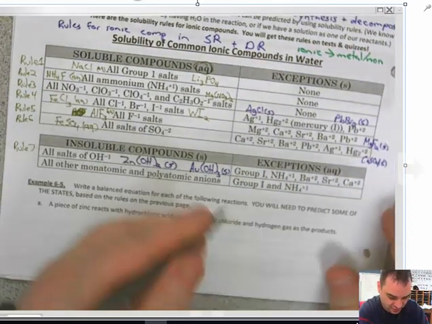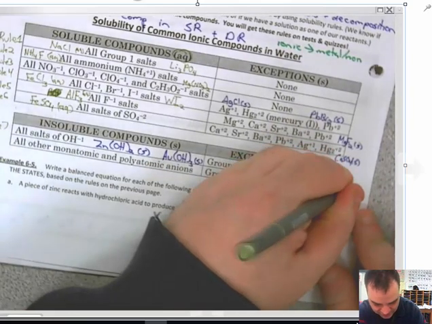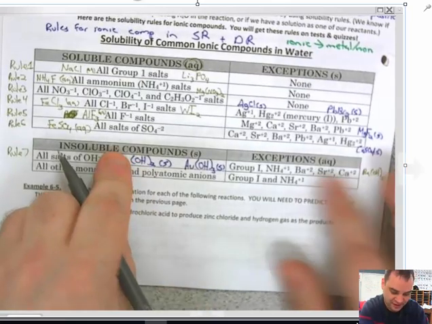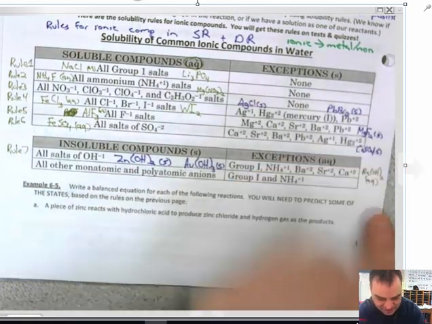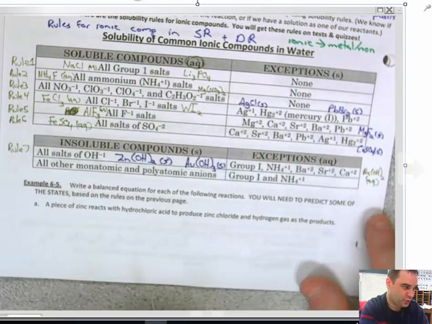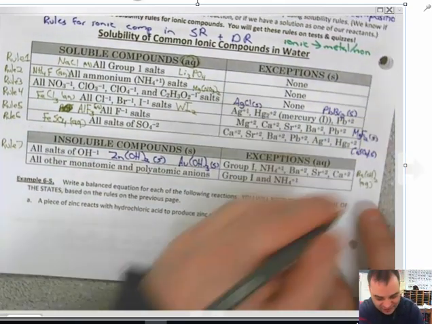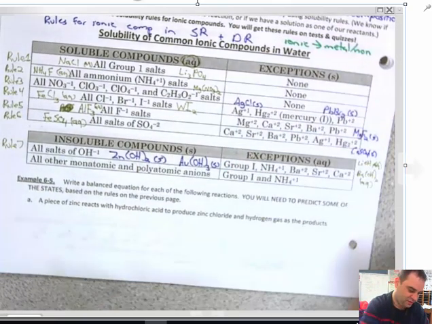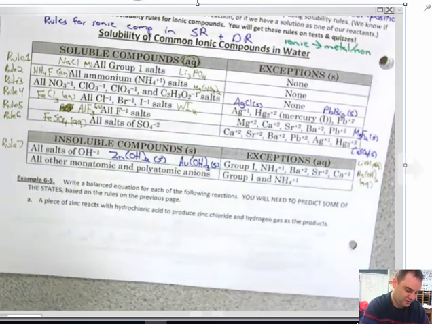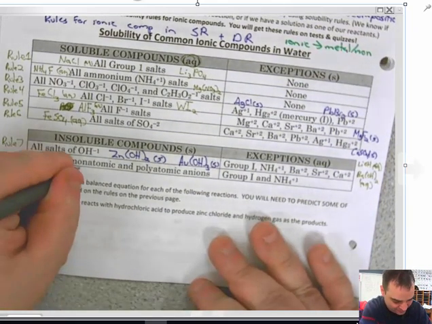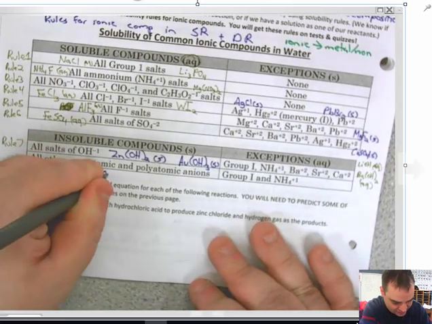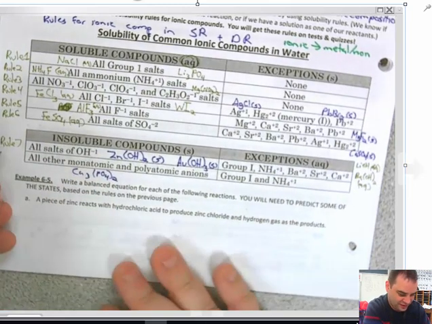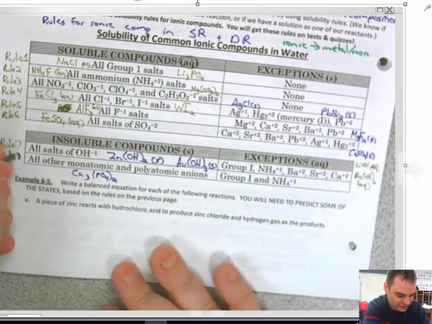But if I put OH with Ba, for instance, like Ba(OH)2, now I have OH with Ba, that is an exception, so that is now an AQ. So you have to figure out which square you're working in here. Or if I had LiOH, LiOH would be AQ because that is in group 1. Now if you can't find a rule, for instance, there's no rule for calcium phosphate, because all other monatomic and polyatomic ions fall under rule 8. So this would be a solid.